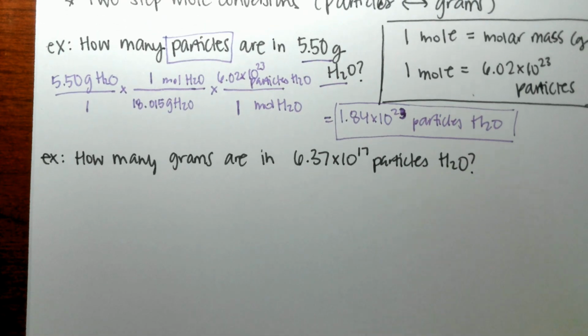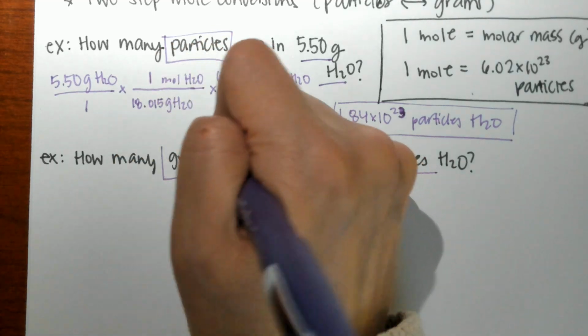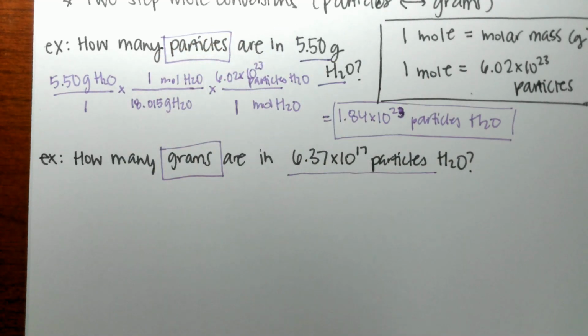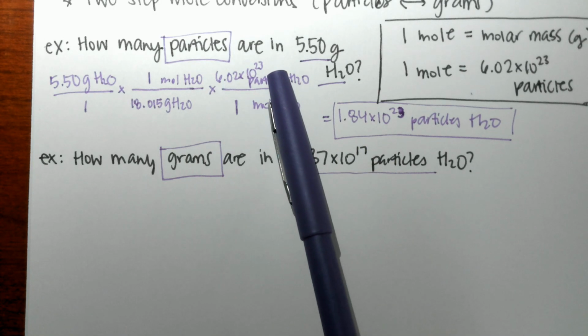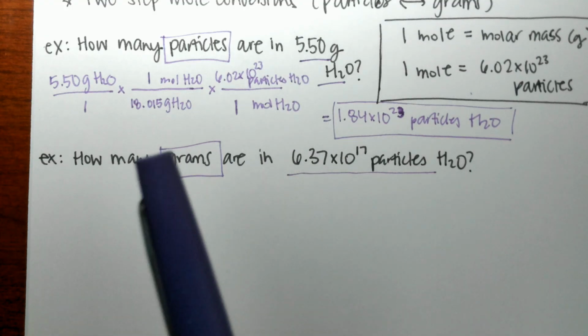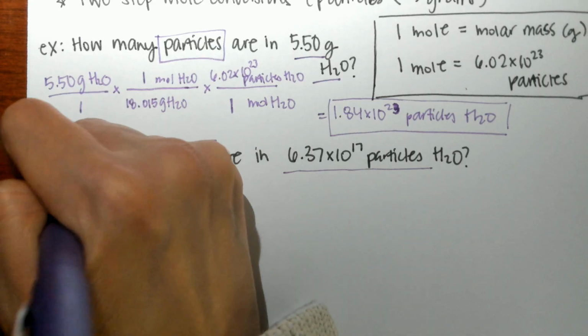Okay, so how about the other way around? What if I am starting off with particles and I'm trying to find grams? It's literally opposite, okay? But the common mistake that I see, like, you know that it's opposite, but then you immediately start off with the Avogadro's number. That is not correct. You always start with the number that you're given in the question.